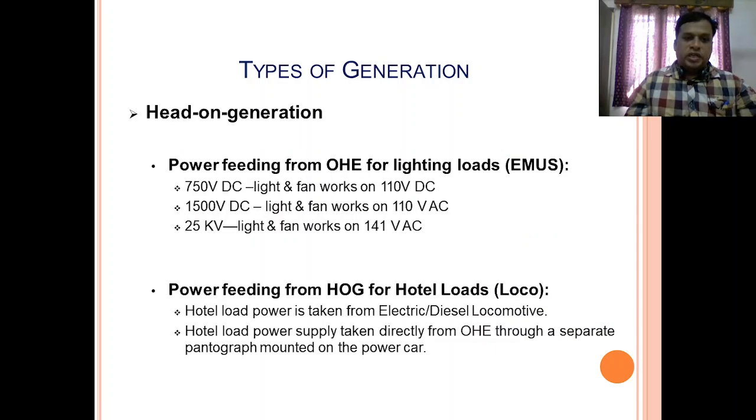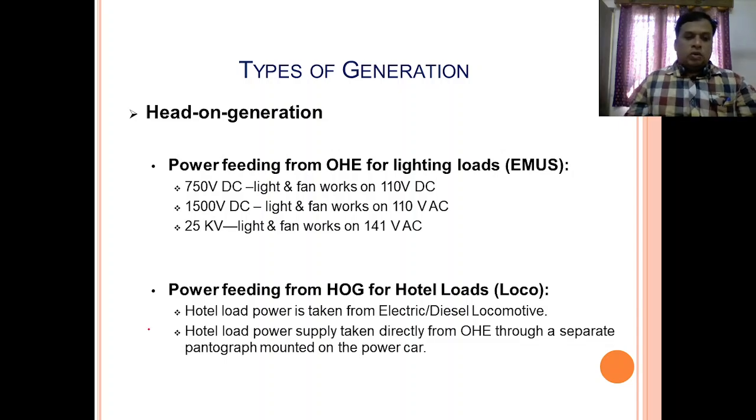Now coming to the other topic, the types of generations, we are still having head-on generation. What is this head-on generation? This head-on generation is the topic where you will be having power feeding from OHE for lighting loads, and that is being categorized as 750 volts DC, light and fan works on 110 volts DC here, and 1500 volts DC, the light and fan works on 110 volts AC, and 25 kilovolts, light and fan works on 141 volts AC.